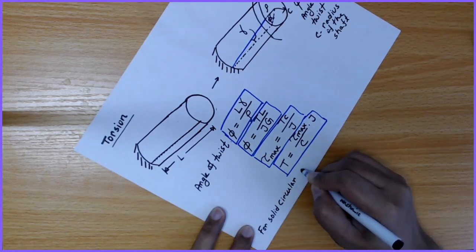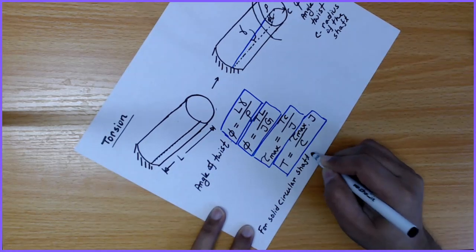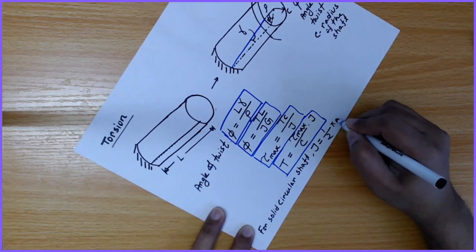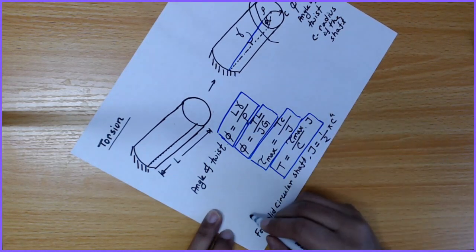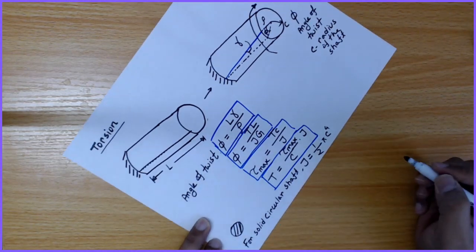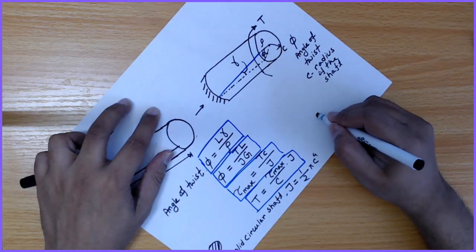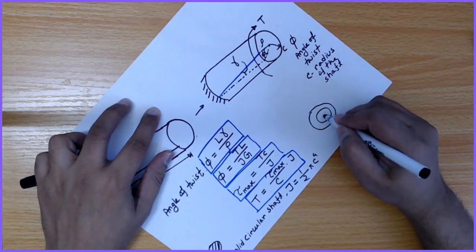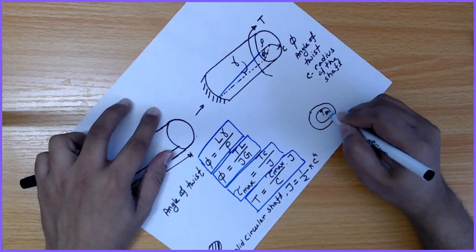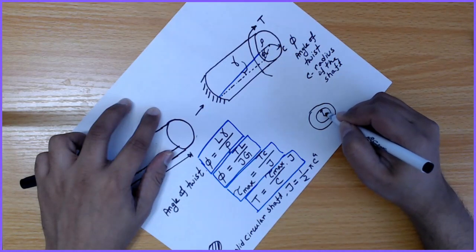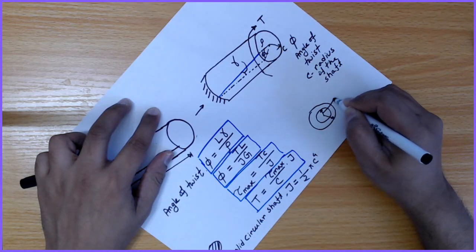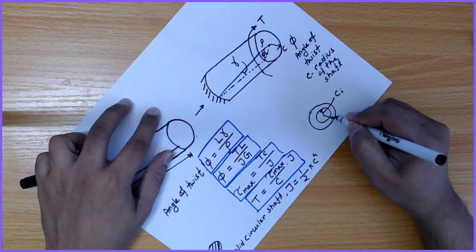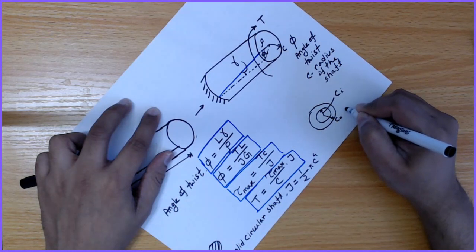For a solid circular shaft, J is equal to half multiplied by pi C to the power 4. This is for the solid circular shaft. And for the hollow circular shaft, this is CI, the inner radius, and this is CO, the outer radius.